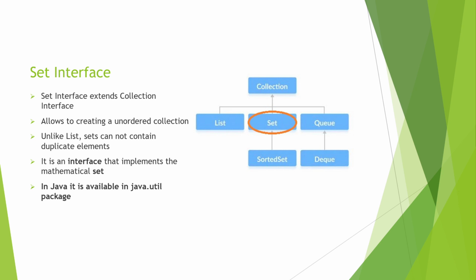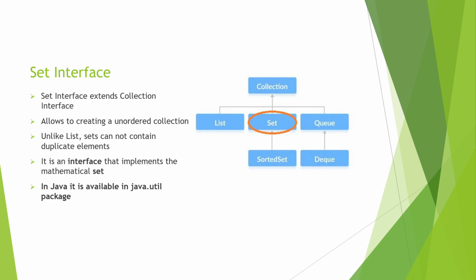So why the set interface? It allows creating an unordered collection. We know a list creates an ordered collection, but a set creates an unordered collection. So we may not get a guarantee on the order it preserves, and while retrieving we will not get elements in the same order. Also, unlike a list, sets cannot contain duplicate elements, meaning it will not allow duplicates. Once an element is already there in the set, it won't allow adding the same element again.